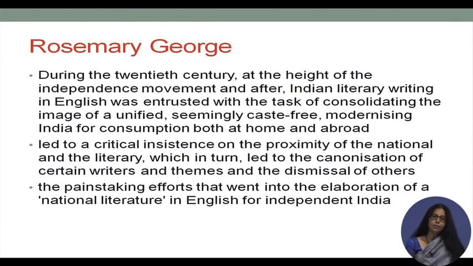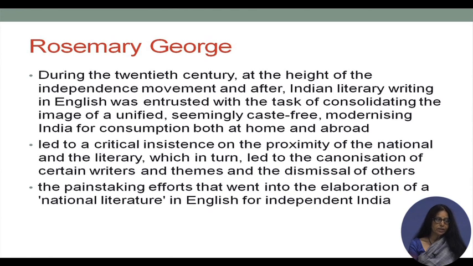And again, Rosemary George's new work shows the direct complicity and involvement of the writers in the nationalist project, and shows that the writers were given the brief to create this image of a unified, seemingly caste-free, modernized India for consumption both at home.